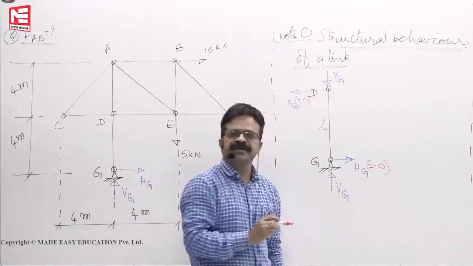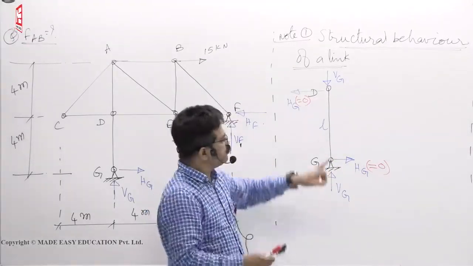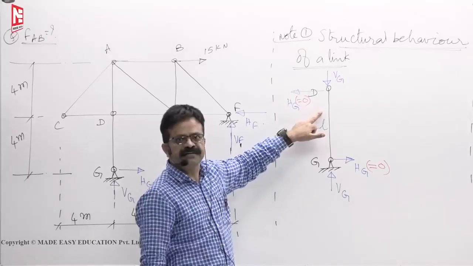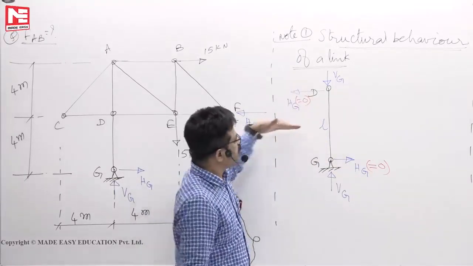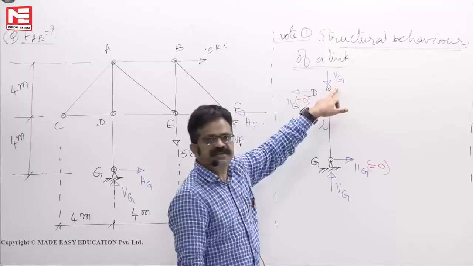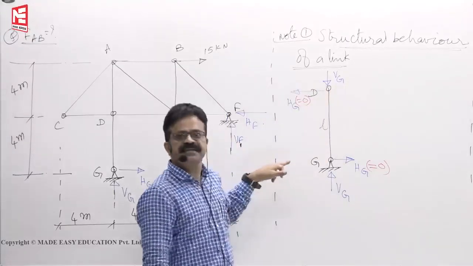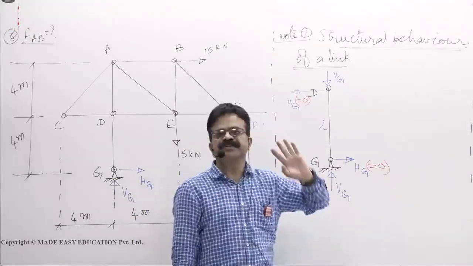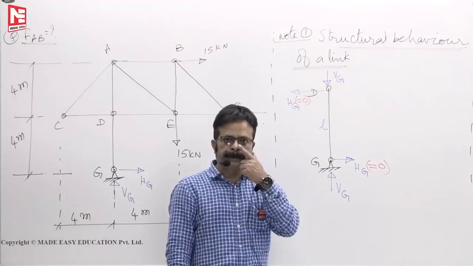That is called link behavior. You ensure that you don't apply any load here, then these two will be 0. If you apply any load here, to balance this load these reactions will develop and this link will bend. Such structures we cannot call truss structures at all.